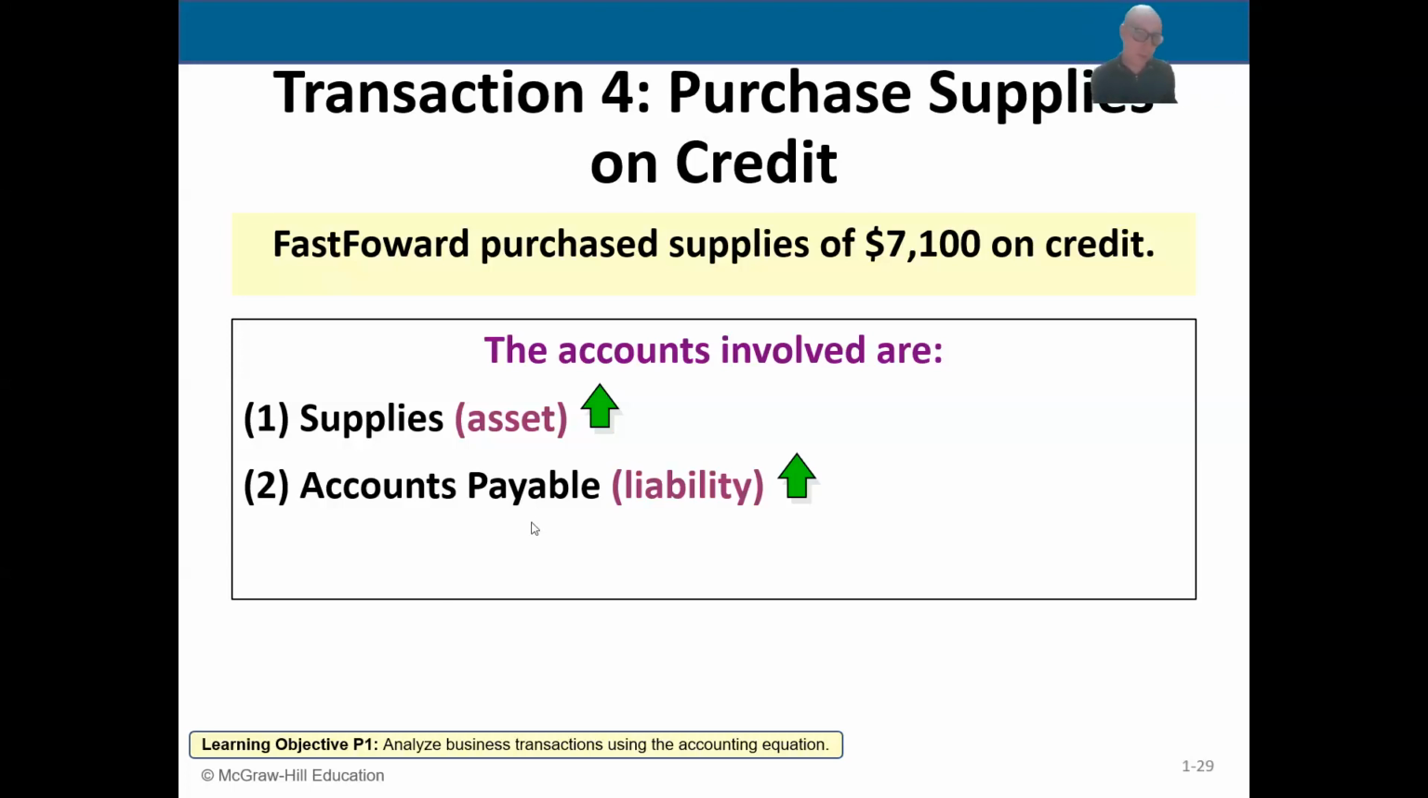So we purchase some inventory on account. I debit my inventory supplies to increase the asset. I credit accounts payable to increase the accounts payable. Okay.